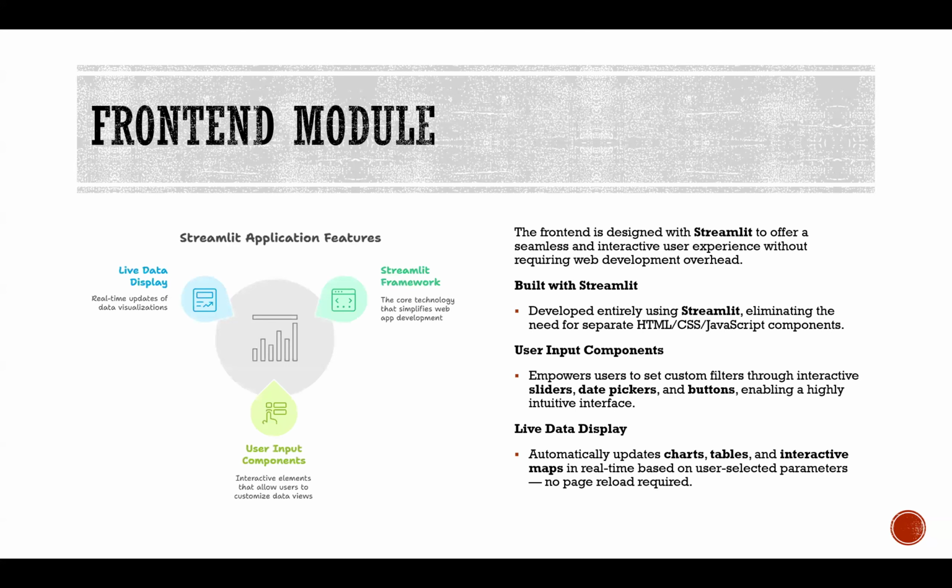Moving on to the next slide. Now we are going to discuss the two modules of our project. In this slide, we are going to discuss the front end module. We built this entirely using the Streamlit framework, completely eliminating the need for separate HTML, CSS, or JavaScript components while still providing professional web application functionality. This approach enables rapid development cycles and simplified maintenance procedures.